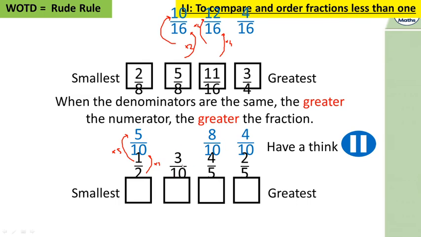So we can see that 3/10 is the smallest. And then, if we have 3/10 being the smallest, 2/5 is the second smallest, because it's worth 4/10.